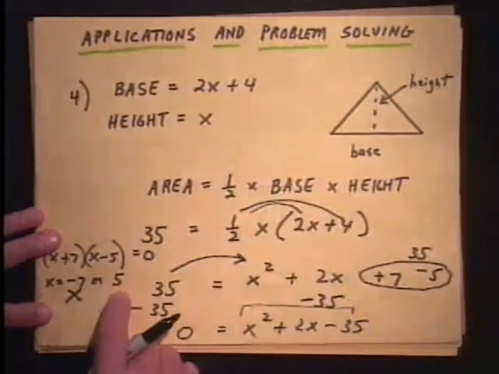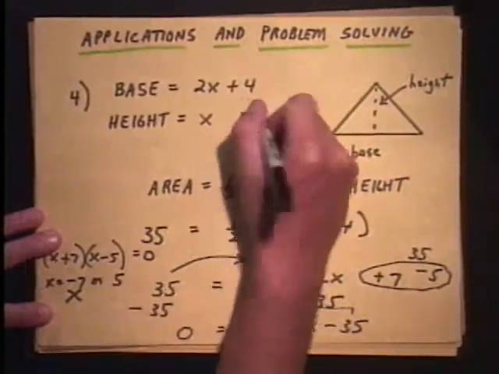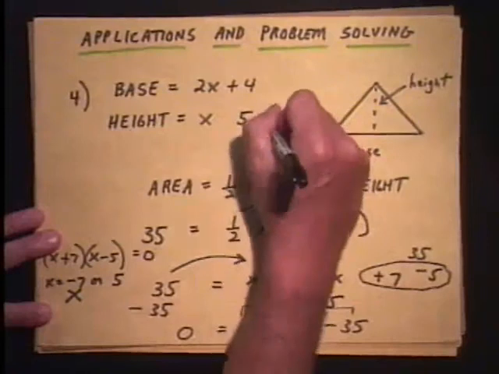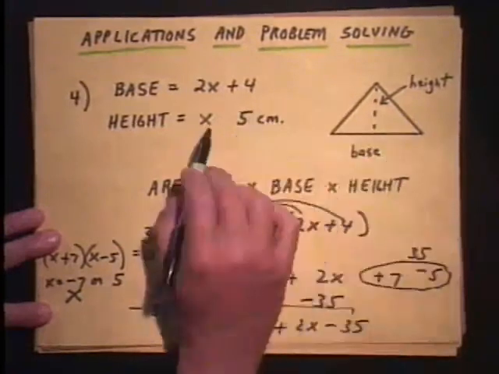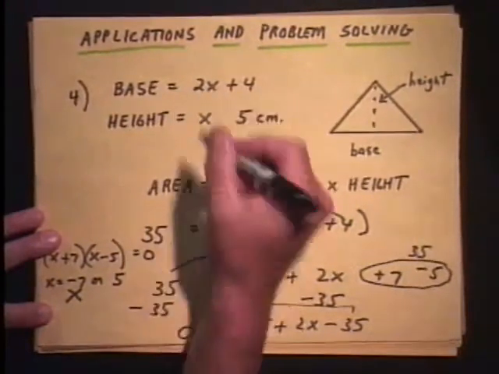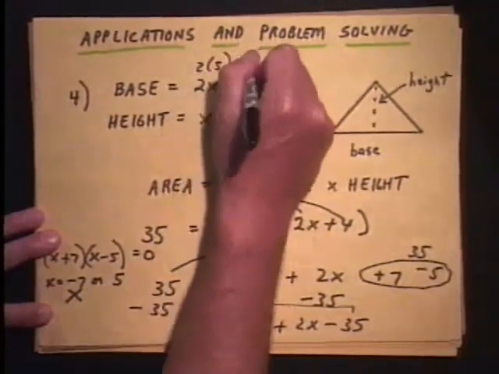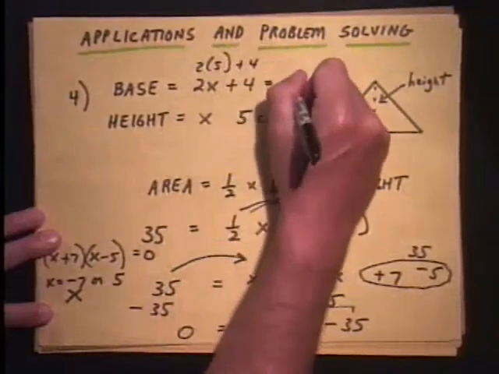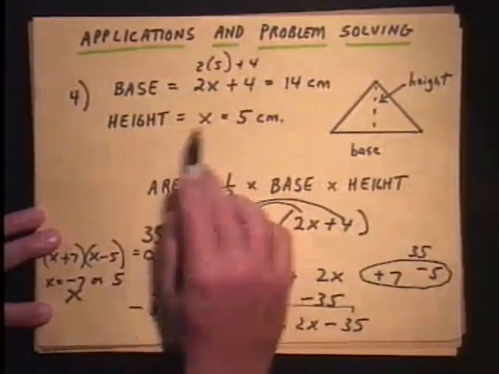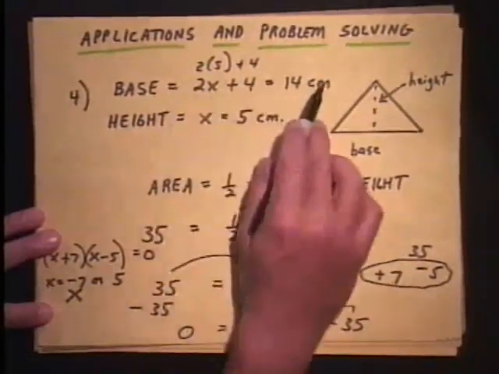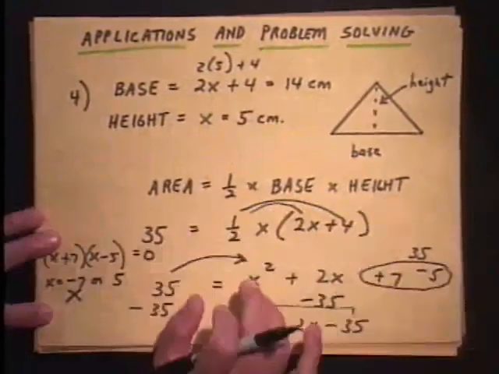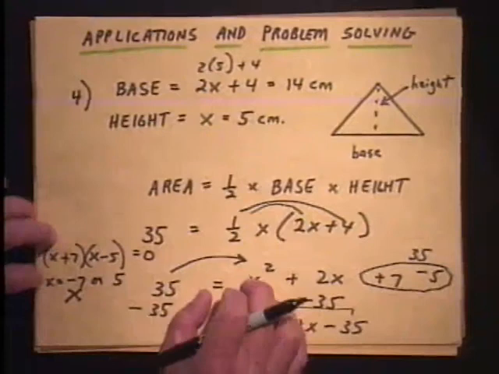But this second answer, 5, we can put in for x, and let's call it 5 what? Since the problem was given in centimeters, let's call it 5 centimeters. So the height would be 5, and the base would be 2 times 5 plus 4. Let's write that up here, and that gives you 14 centimeters. So height 5 centimeters, base 14. Read it back through in the problem. It will make sense. It will satisfy the equations. So we're doing great here.